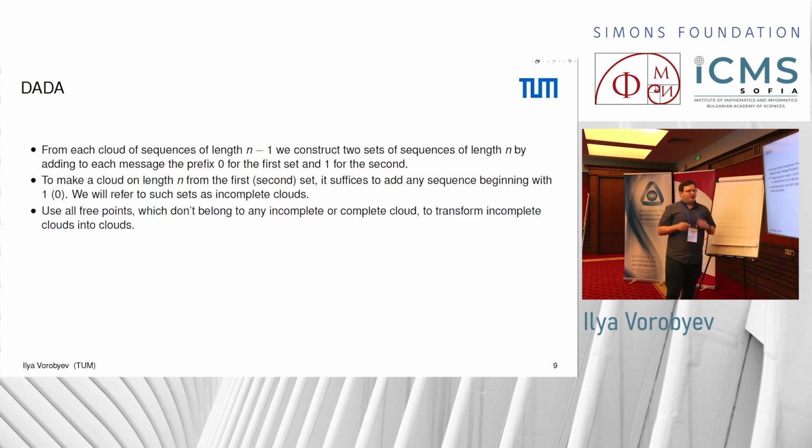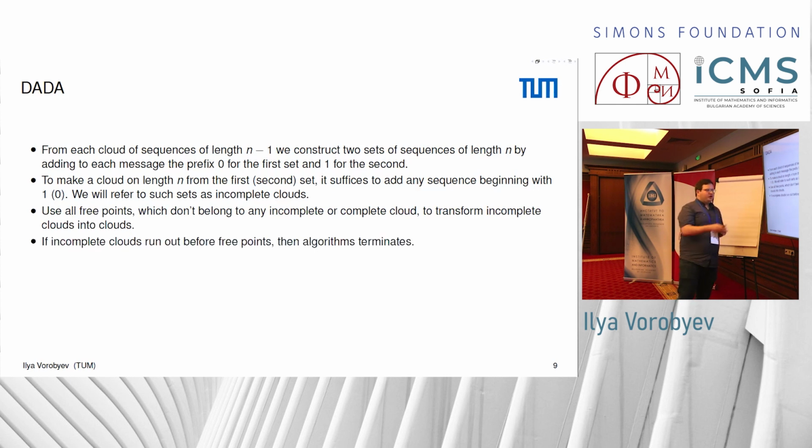And we use free points to do it. So we add some free points to these incomplete clouds and make them complete clouds. And we do it until we don't have any more incomplete clouds, or we don't have any more free points. If we don't have any more incomplete clouds, we just terminate this algorithm. We stop here.